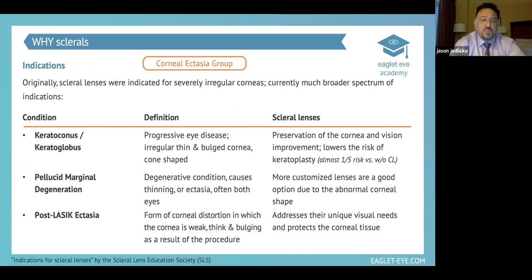So the indications for scleral lens, as we mentioned, we have our group of corneal ectasias such as keratoconus, keratoglobus, pellucid marginal degeneration, post-LASIK ectasia. These are all patients that have focal thinning, and then because of that focal thinning, they have focal elevations on their cornea. That causes visual disturbances, and traditional ways of treating it, like corneal lenses, often can create issues of comfort and epithelial health issues for these individuals. So this is a prime category of scleral lens wearers.